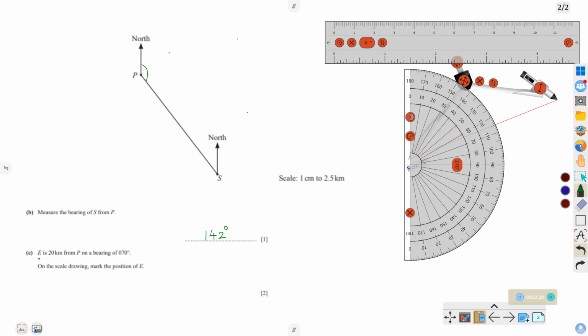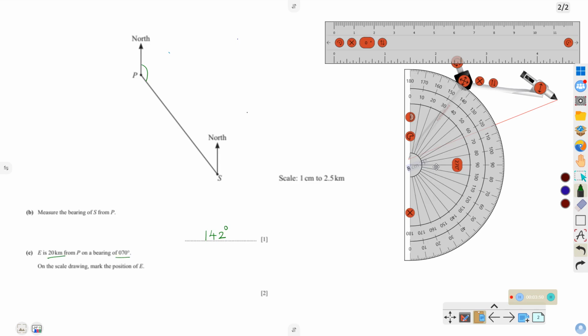Now question number C. Here they have asked: E is 20 kilometers from P on a bearing of 70 degrees, that means 070. Bearings are always written using 3 digits. If the angle is in 2 digits you have to add a 0 in the beginning. So 070 is 70 degrees. On the scale drawing mark the position of E. So we know the distance here, we know the bearing.